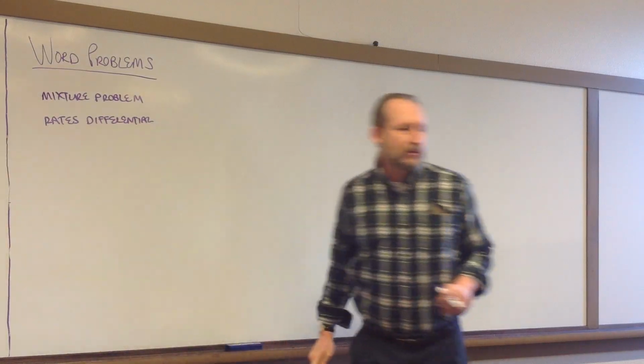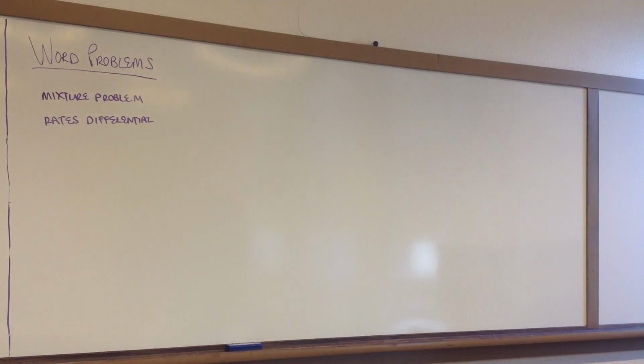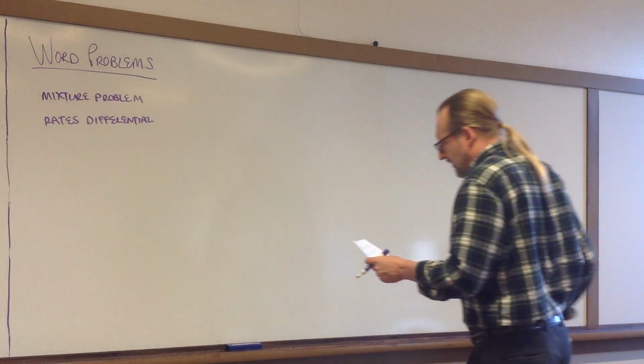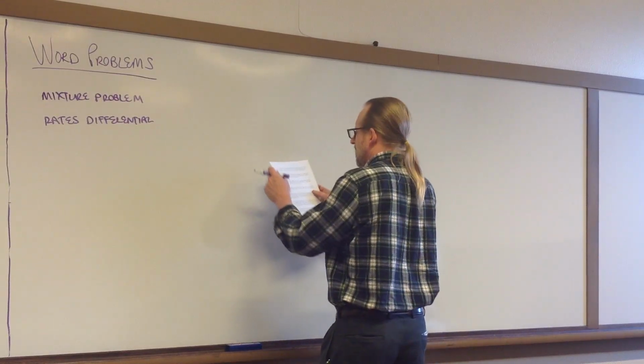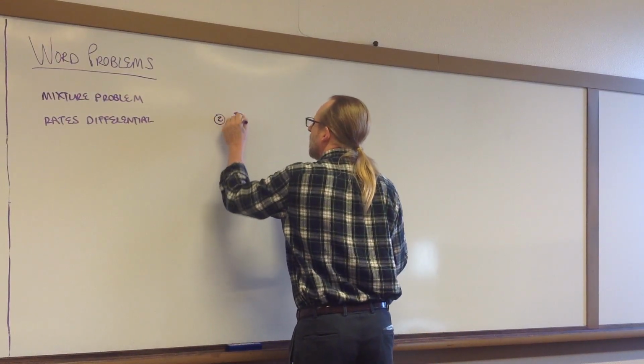Okay, so let's look at one of these. Problem 2 says a bake shop has cookies worth $2.70 a pound.